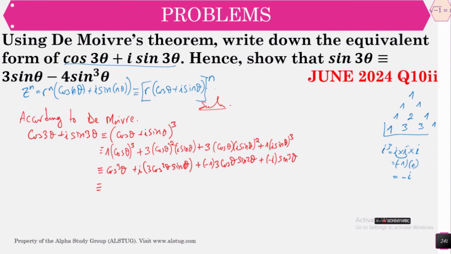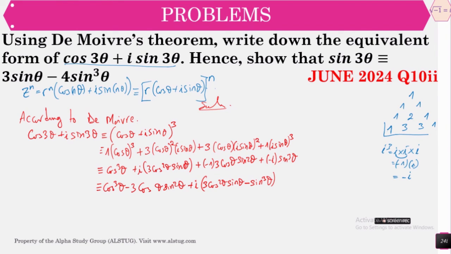So we're going to combine the i components, that's the imaginary components, and the real components. So we end up with cos cubed theta. This is real, there's no imaginary factor, so we get minus 3 cos theta sine squared theta. Now we have the imaginary factor here and here, so I'm going to say plus i times 3 cos squared theta sine theta, yes, minus sine cubed theta.